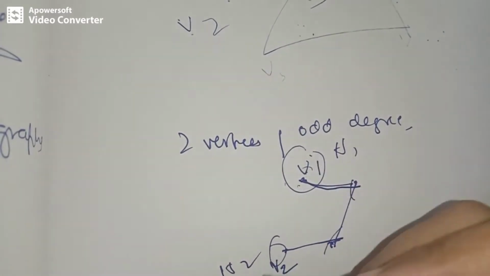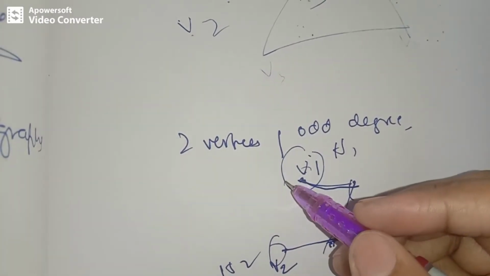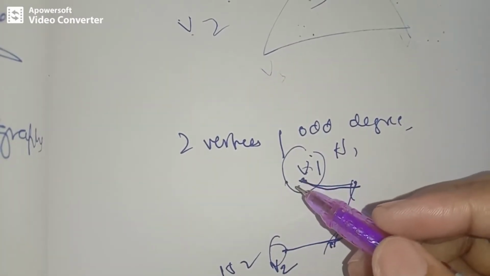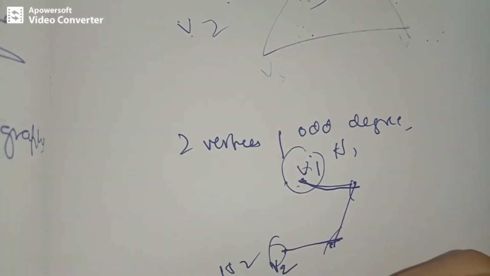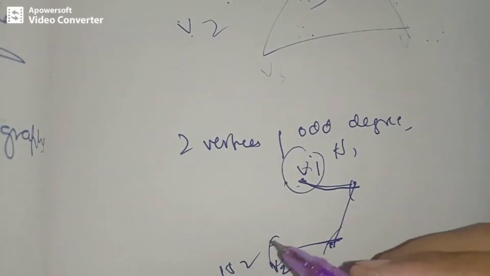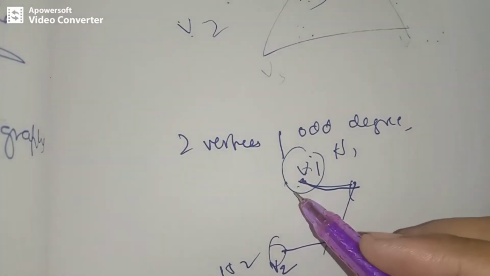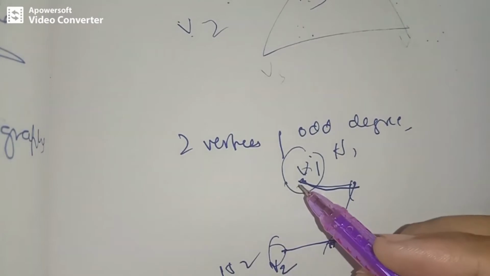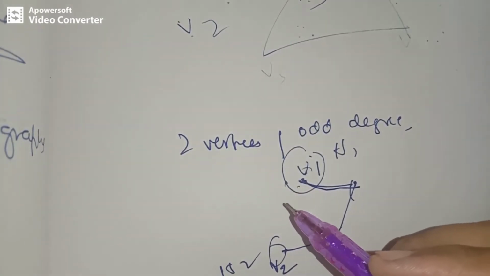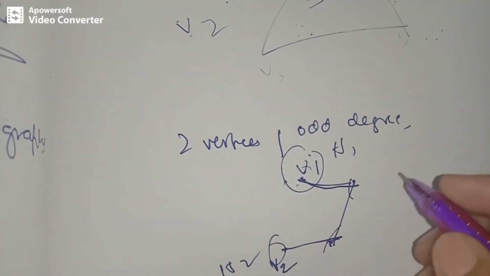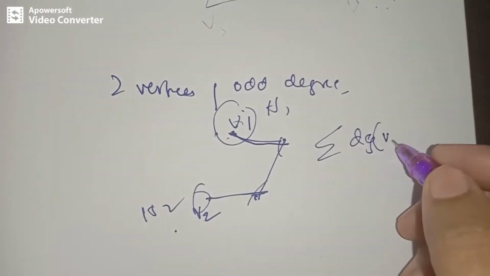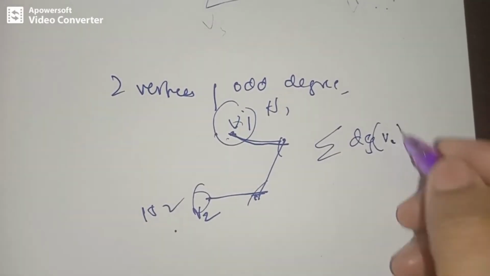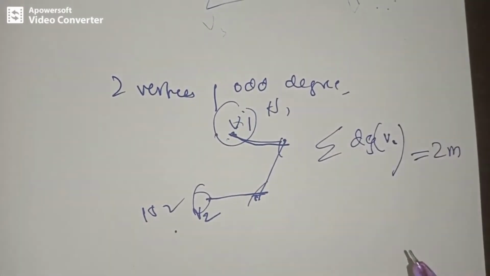Now, each of H1 and H2 contains only one vertex of odd degree. That is, H1 contains vertex V1 of odd degree and H2 contains vertex V2 of odd degree, right? Degree is 1, right? So this is not possible because H1 and H2 are graphs, and in a graph, the number of vertices of odd degree is always even. We know that the sum of degrees of all the vertices having odd degree must be even, twice the number of edges, right? We have seen this in our previous discussions.